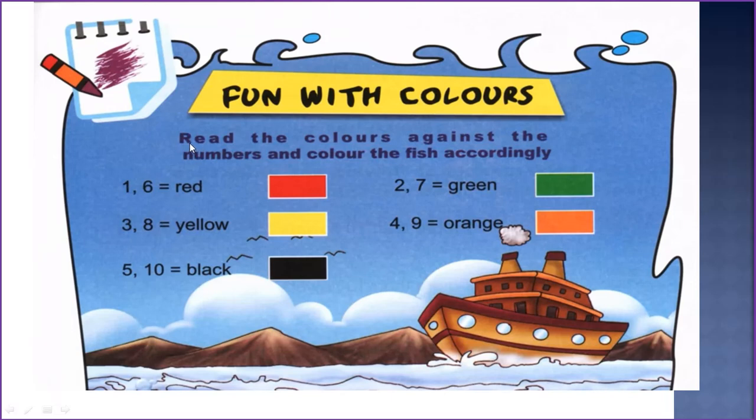First read this instruction. Read the colors against the numbers and color the fish accordingly. Yes, children, you can see here numbers. Okay, and it's the name of color red, and you can see here red. Now 1 6 red color, 3 8 yellow color, 5 10 black color, 2 7 green color, 4 9 orange color. It means you will see some fish.